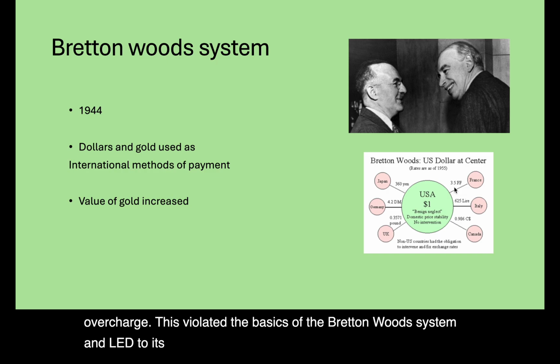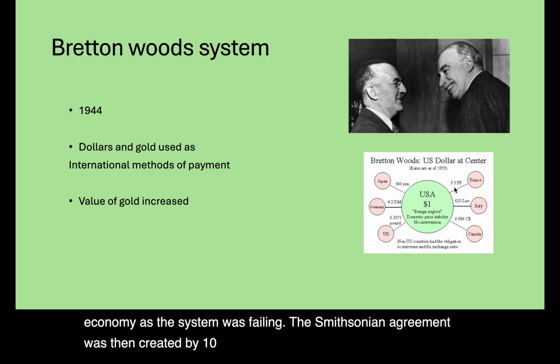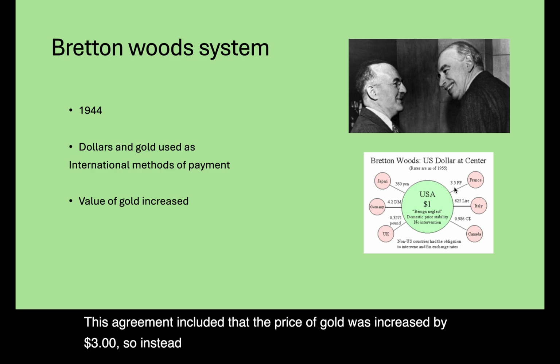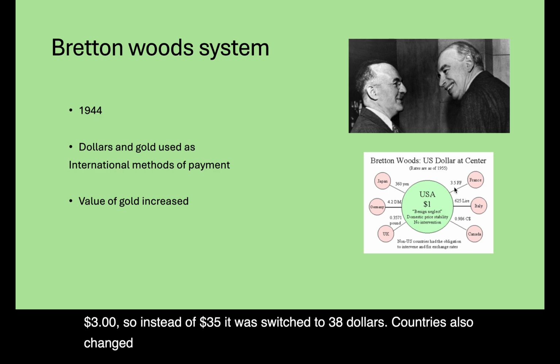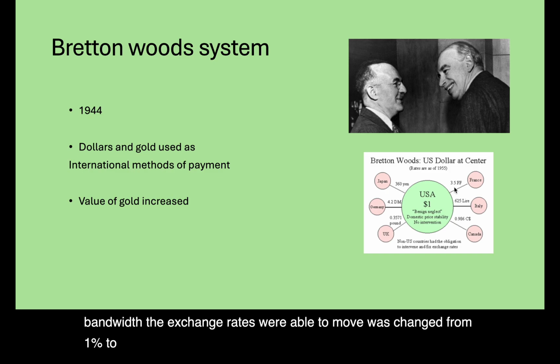This created a lot of anxiety in the economy as the system was failing. The Smithsonian Agreement was then created by 10 major countries trying to save the system. This agreement included that the price of gold was increased by $3, so instead of $35, it was switched to $38. Countries also changed their currency by up to 10% to match the US dollar, and the bandwidth the exchange rates were able to move was changed from 1% to 2.25%.